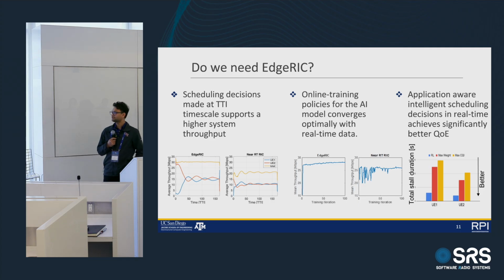It reduces the stall duration to below a few seconds compared to other scheduling policies that we apply at the same time, like max weight or max CQI. So it really emphasizes that machine learning or RL driven policies perform better than hard coding one of these scheduling policies from your dictionary, right? So all this is possible because we have a real-time control loop with Edge RIC.